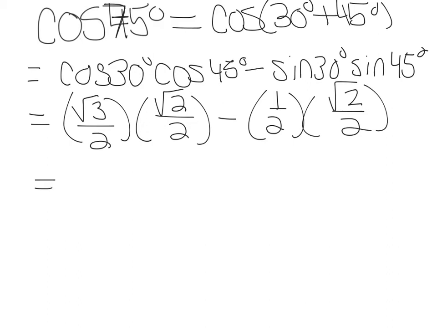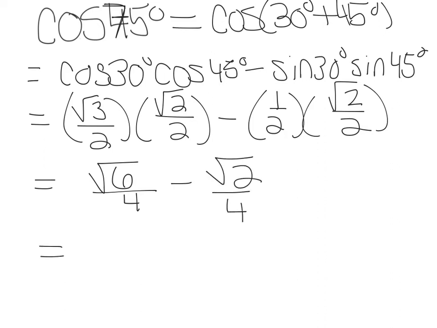And then we can multiply the 3 and 2 together because they live in the same radical, so it's root 6 over 4. Remember, when multiplying fractions, you actually multiply the denominators. And then you're going to have root 2 over 4. And then because the denominators are the same, you can combine them, so you get root 6 minus root 2 all over 4. So that's problem 1 on page 18.